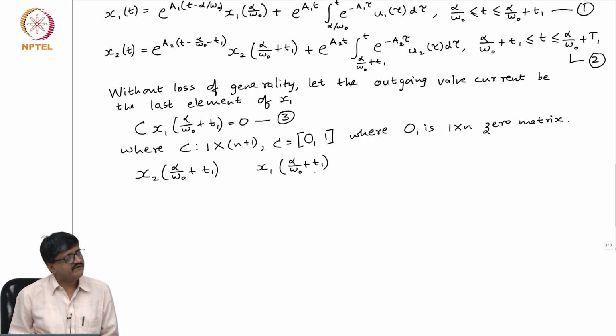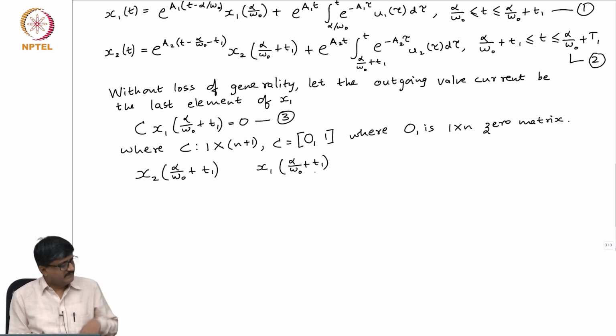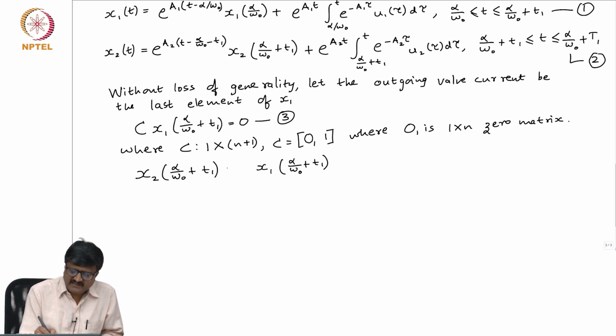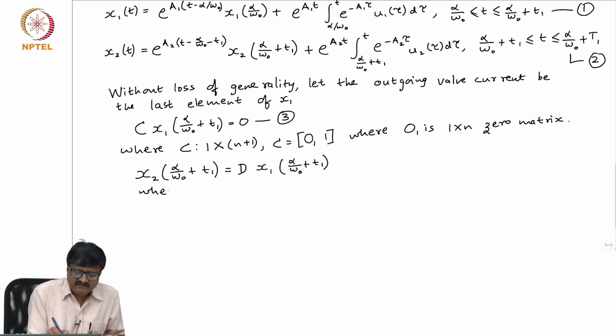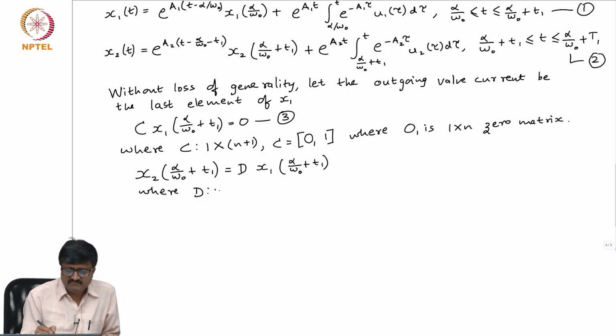So, how are these two related? I will say that x1 is pre-multiplied by some matrix D. First of all, what is the size of D? See, x2 has n elements, so the number of rows in D should be n.